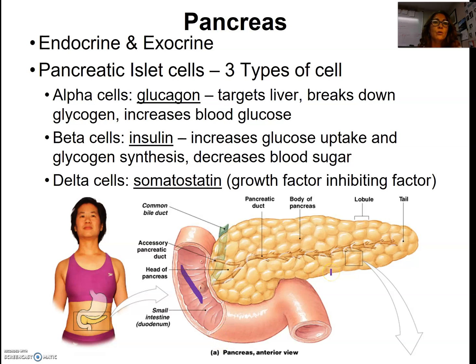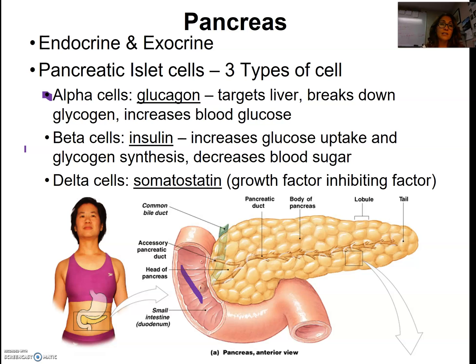Okay, so when we're dealing with the endocrine component, there are basically a few different hormones that we're going to be talking about. The alpha cells are producing glucagon. Glucagon itself is going to be targeting the breakdown of glycogen, usually in the liver, but it can also break down glycogen in skeletal muscle and in stored fat and adipose tissue. So glucagon is asking your cells to break down glycogen to increase blood glucose levels. So this is what happens when you have low blood sugar.